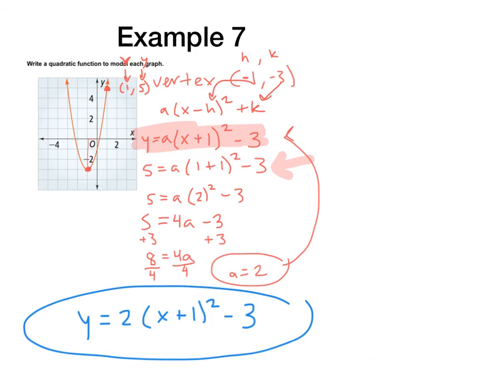So that's everything for 4.1. So you guys have homework that's due tomorrow. And we'll go over the homework tomorrow in class.